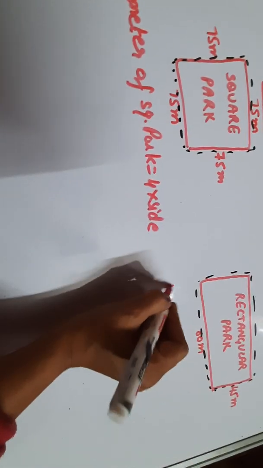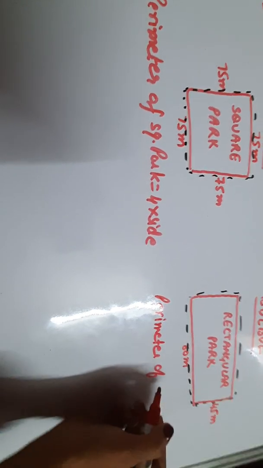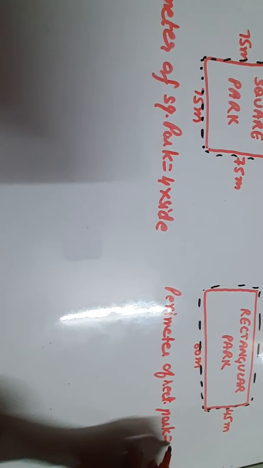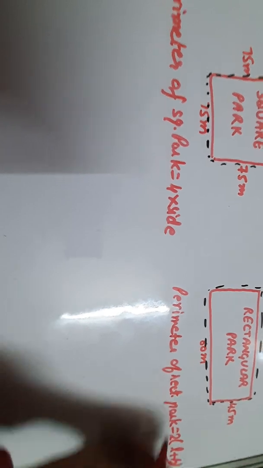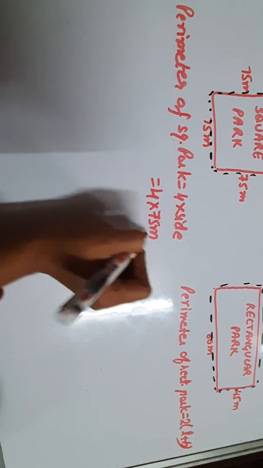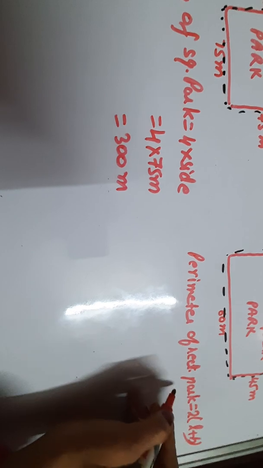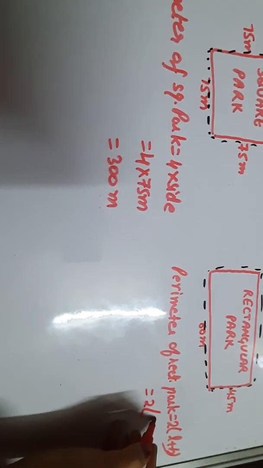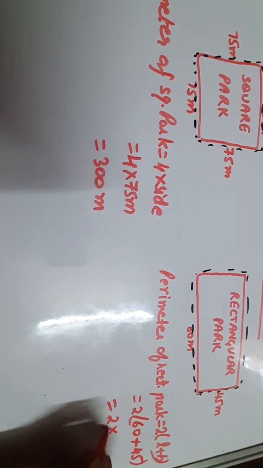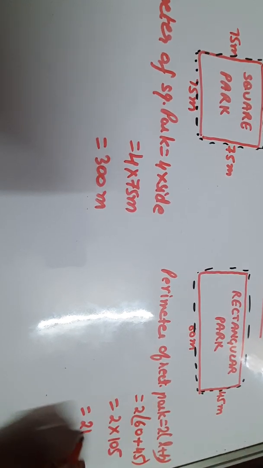And in the second case, we'll find out the perimeter of the rectangular park, whose formula is 2 into L plus B. So just put the values. 4 into side, the side is 75 meter, so the answer will be 300 meter. And here 2 into length, which is 60 meter, plus breadth, which is 45 meter. So it will be 2 into 60 plus 45, which is 105. So it will be 210 meter.